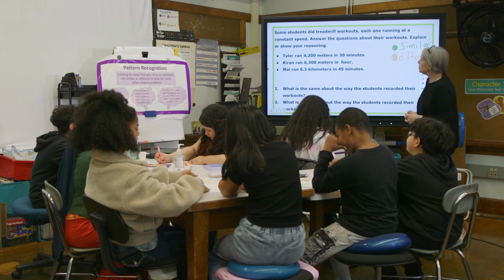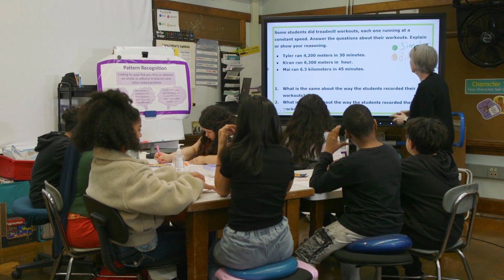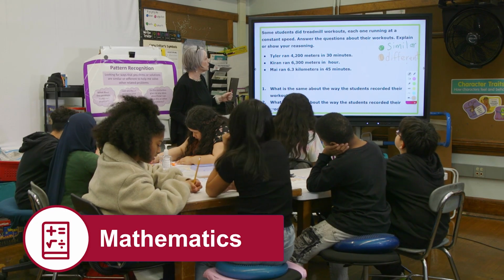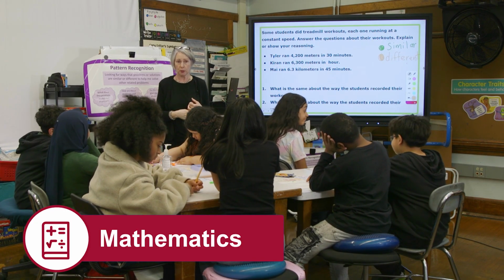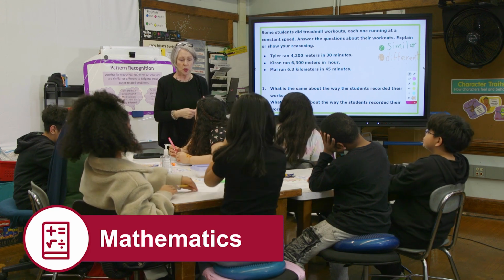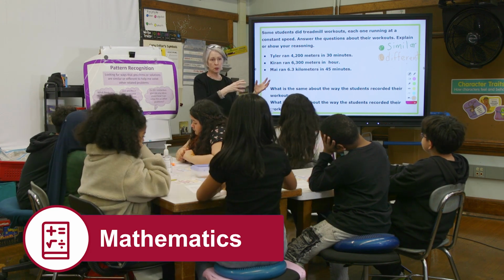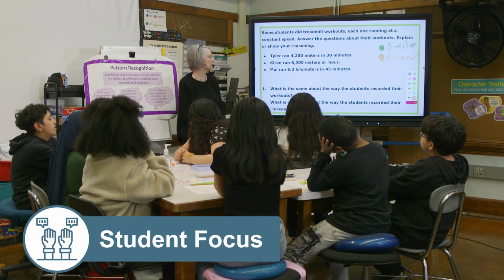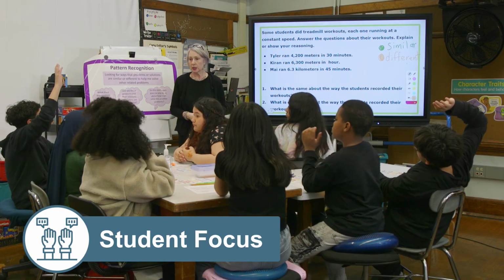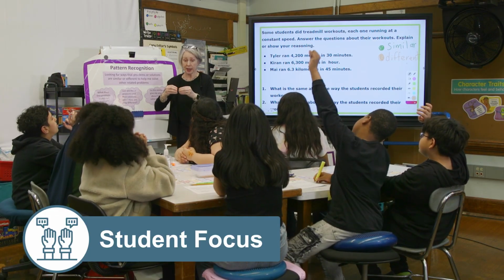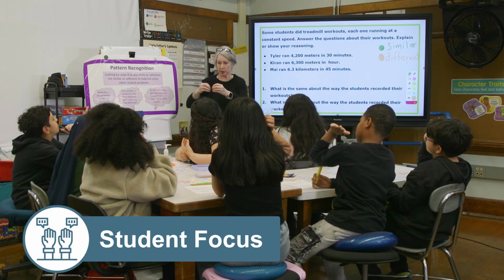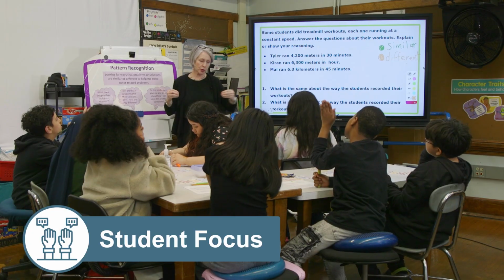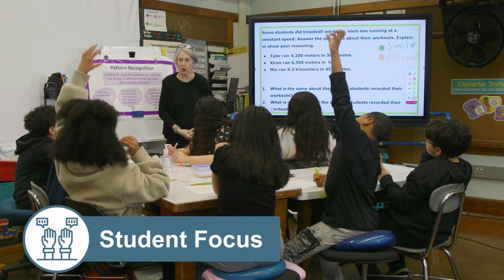It says some students did treadmill workouts, each one running at a constant speed. That just means they're running, and then we measure their speed. We measure speed, for those of you who might not remember from science class. Speed is how far you go divided by how much time it takes you. Can you think of different examples where we measure speed besides a treadmill? Length. We think of length as that distance, so when we measure it, it's a linear measurement. But can you think of another time when you measure the length of your travel and how long it takes you to go?